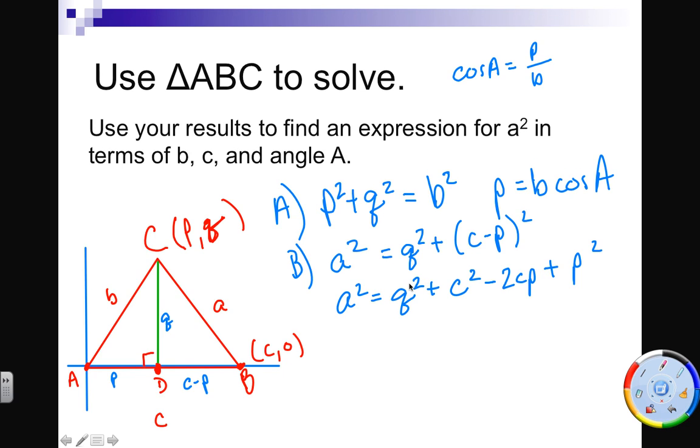But we're going to use question A and those results to find an expression for a squared in terms of just b, c, and A. So I know, this is super important, so I'm going to change colors here. Let's go to red. A squared equals, well, look here, I have q squared plus p squared. Well, I said q squared plus p squared is b squared, plus c squared minus 2 times c, and I know p is b cosine A.